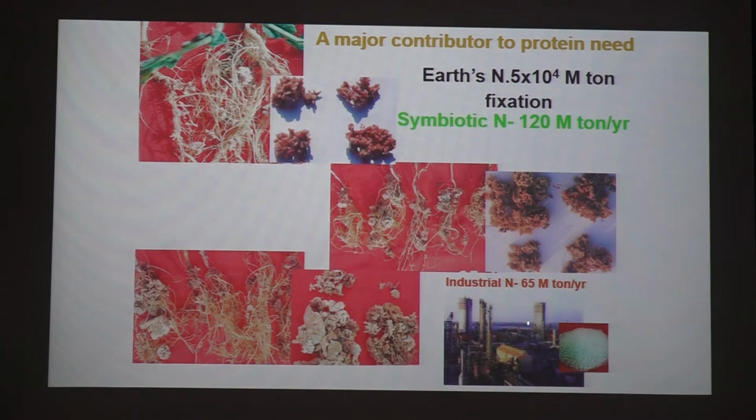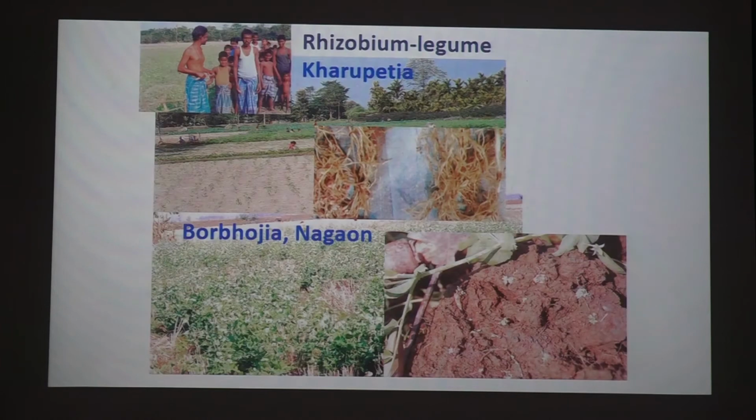And if you look at this data, industrial fixation, this is I think 2005 or 6, it is older, I have not updated it, I just picked it up from some previous presentations. Only 65 million tons of nitrogen is brought to the urea making industry, right? So the microbial contribution is huge.